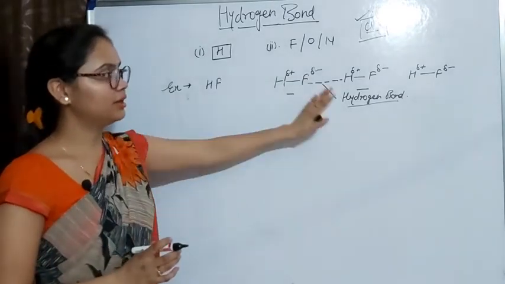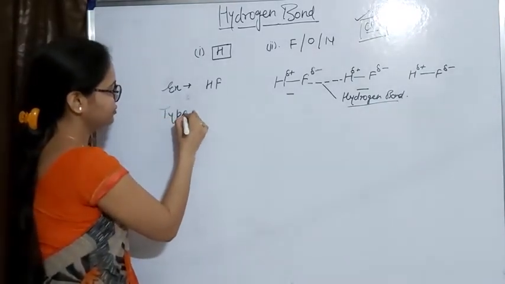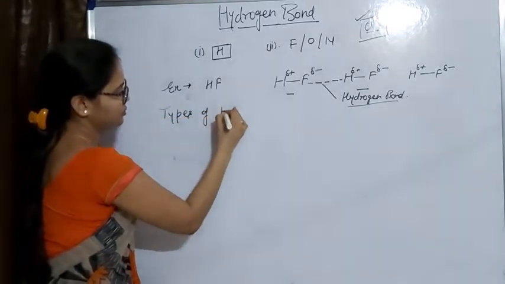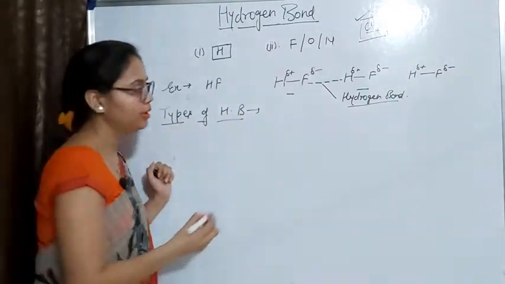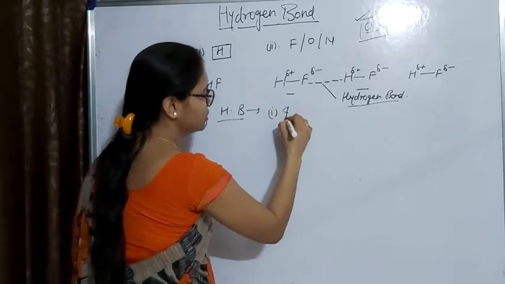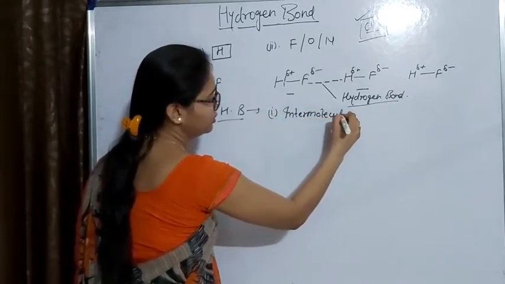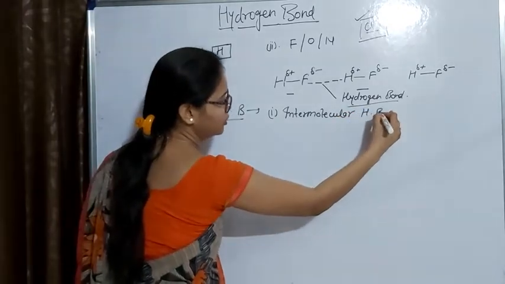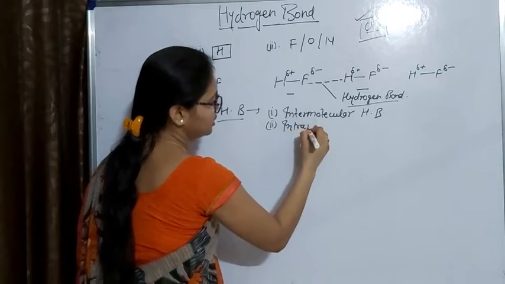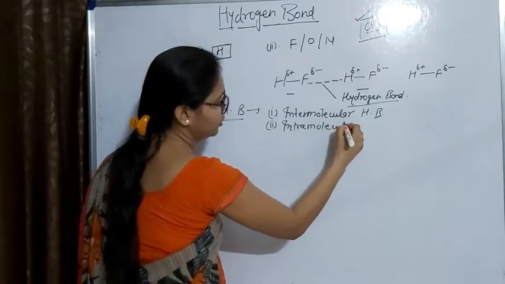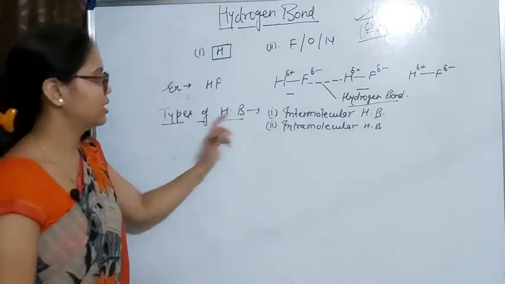Now let's start the types of hydrogen bond. There are two types of hydrogen bond. First is intermolecular hydrogen bond and second is intramolecular hydrogen bond.